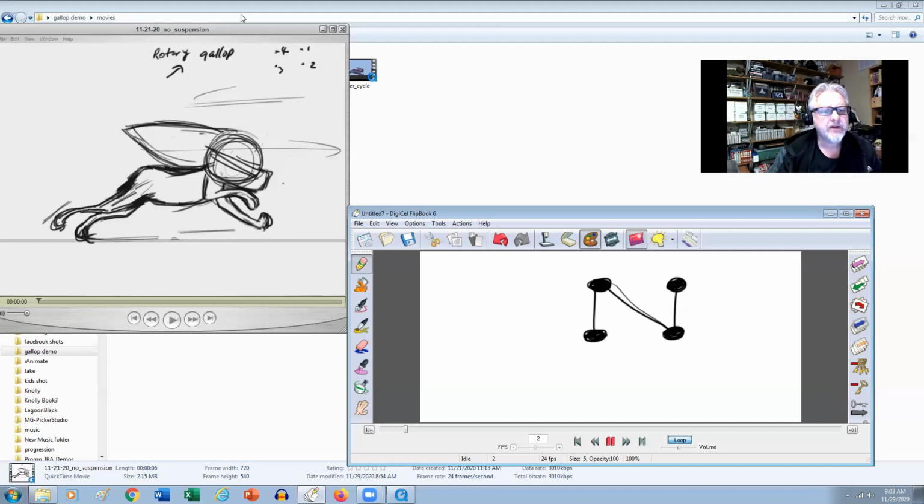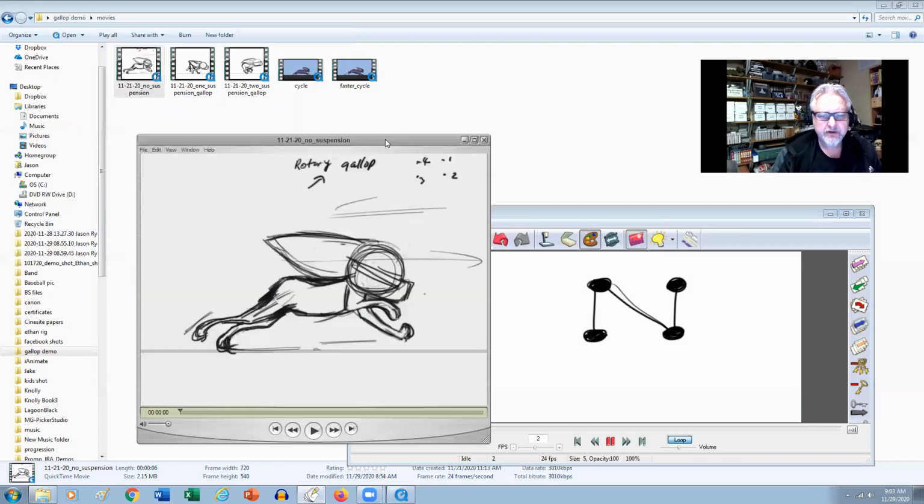So I animated a rotary gallop here, just as an example, because we have a character called Raquin, who looks almost like a rodent, like a rat, but has the pudginess and the length of a cat. So for this, I did no suspension. What does that mean? It basically means that there's no in-air pose, that you'll always have at least one foot on the ground at the same time. So this is a rotary style gallop.